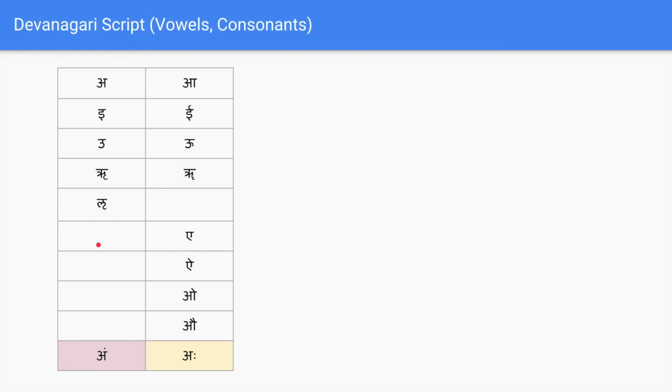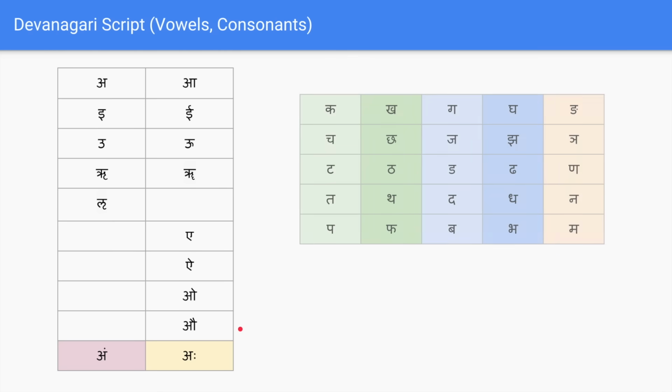Let me read it again. A, A, I, I, U, U, Ru, Ru, Ru, Ye, I, O, Au. That's all. The remaining two letters are called aha, but the pronunciation varies. We will see later how to pronounce these two letters. Let me get started with the other set of letters.